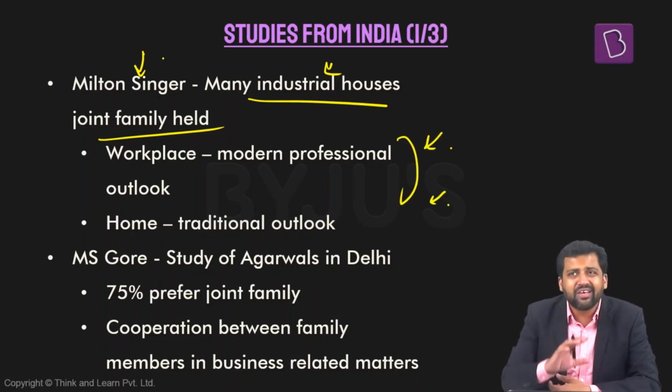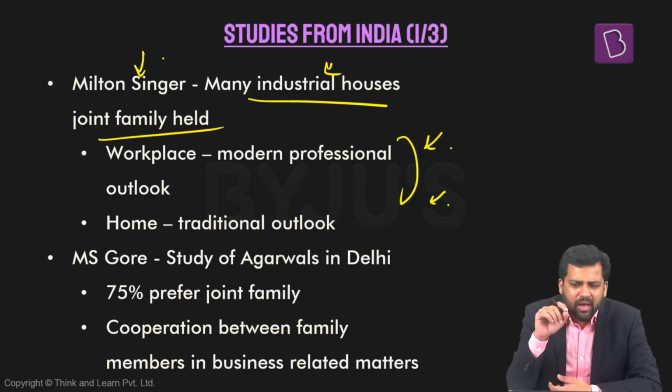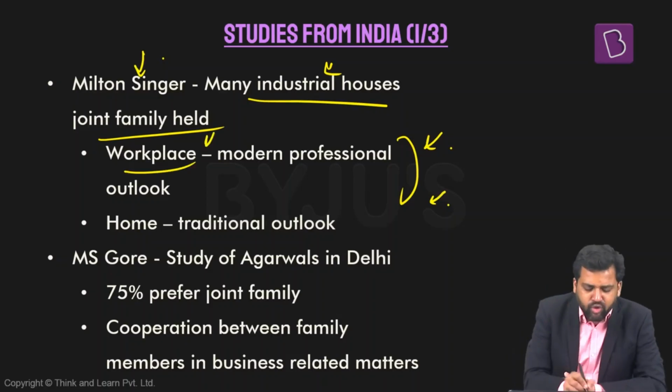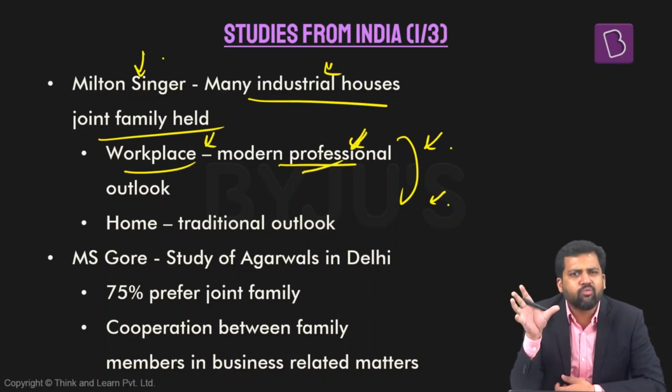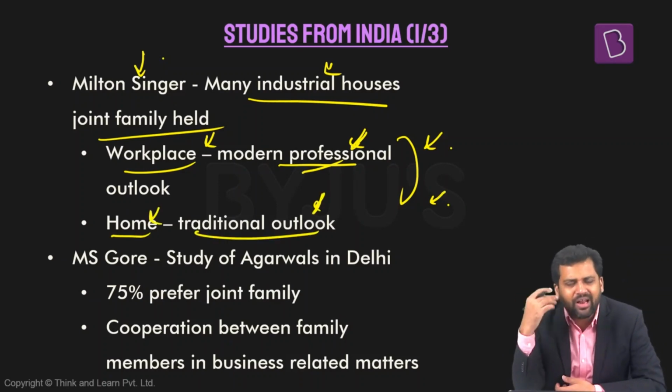But at the same time, Milton Singer in his study finds that there's some sort of, not conflict, but a dichotomy here. Milton Singer says that when it comes to the workplace, members of these families have a very modern professional outlook. Like they're interacting with the markets, right? So they have a very modern professional outlook. But when it comes to home, their outlook will be traditional. Maybe they will have sexual division of labor, maybe the authority structure.